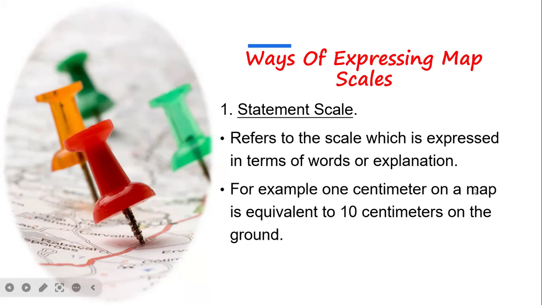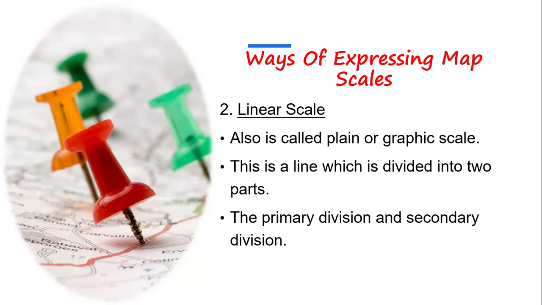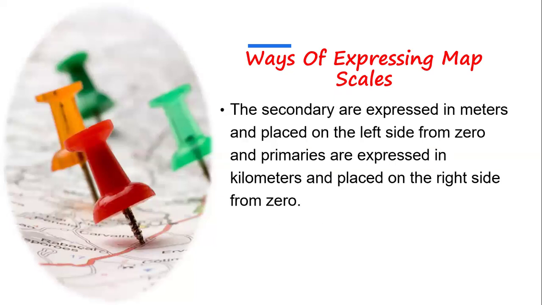Moving on, we have the other one, that is the linear scale. This is also called the plane or the graphic scale. This is the kind of scale that uses a line to express the given scales. This is the line which is divided into two main parts: the primary division and the secondary division. The secondary divisions are the ones that are expressed in meters and placed on the left side from the zero, and primaries are the ones that are expressed in kilometers and are placed on the right side from the zero. So these two show the equivalence of the actual ground distances to the given map distances.